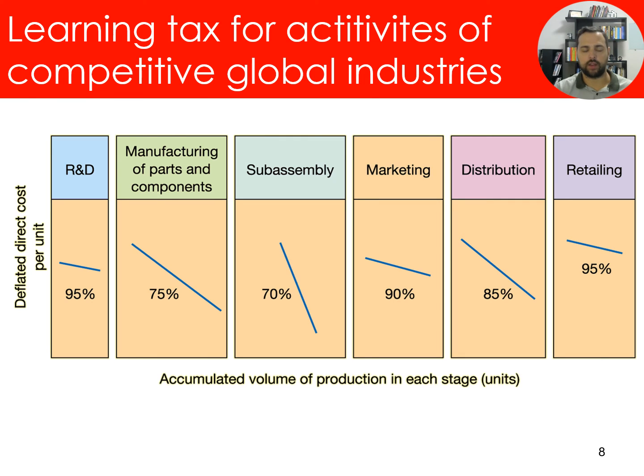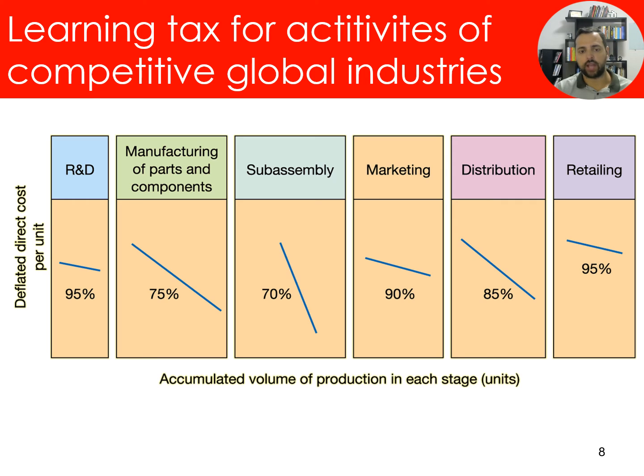There are a lot of studies showing the average learning rates for different activities in global industries. Let's give an example. Research and development will have a learning rate of 95%. It means that each time you double your experience with new projects, the cost of each project will be reduced by 5%. For manufacturing of parts and components, the learning curve is 75%.